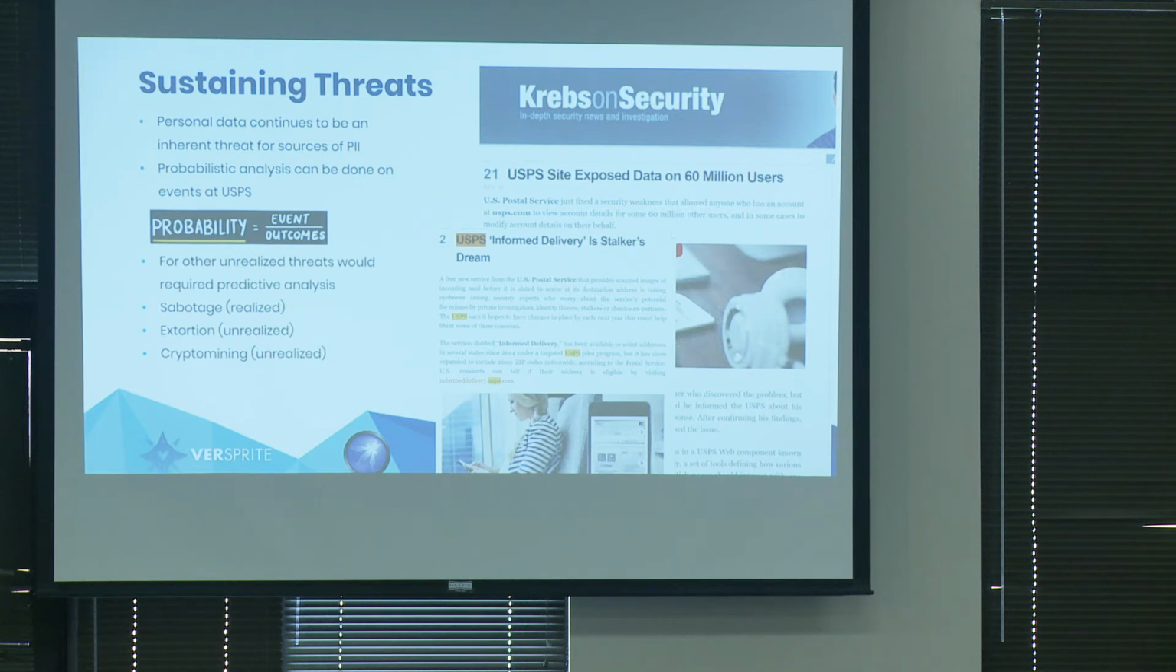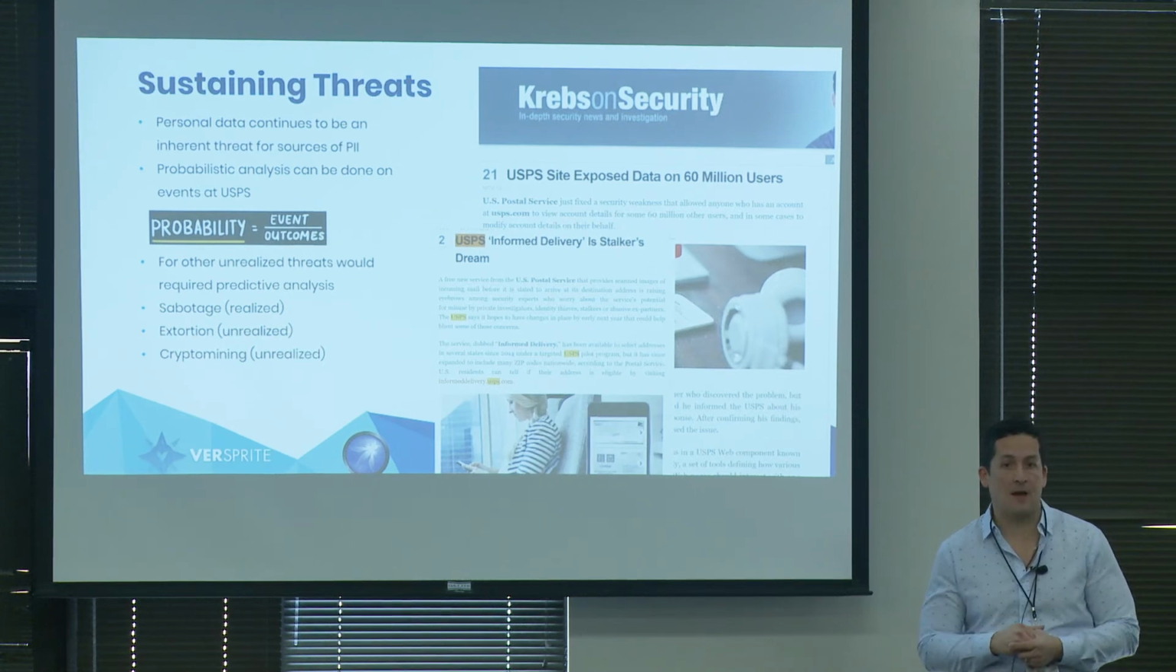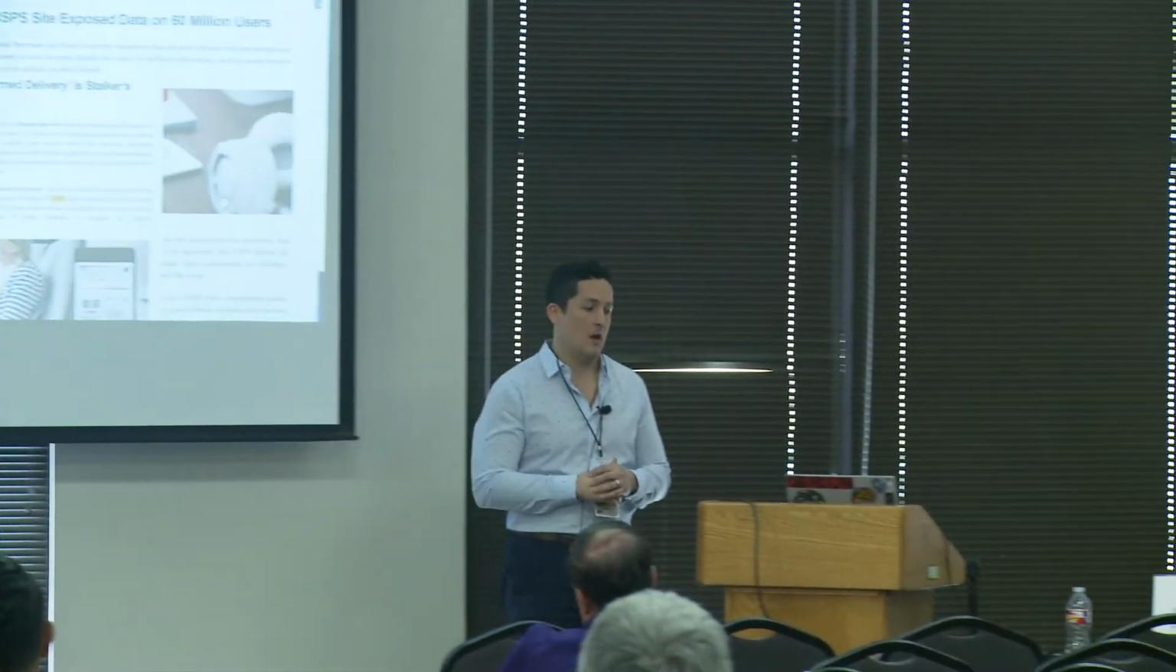U.S. Postal Service site exposed data for 60 million users. They have this fairly new product or application, it's a couple years old, called Informed Delivery. It's been dubbed a stalker's dream. So it's basically a web-based application, and it allows an adversarial person to find out massive amounts of personal information for those that are in the USPS system. But these things have been in the news in the past.